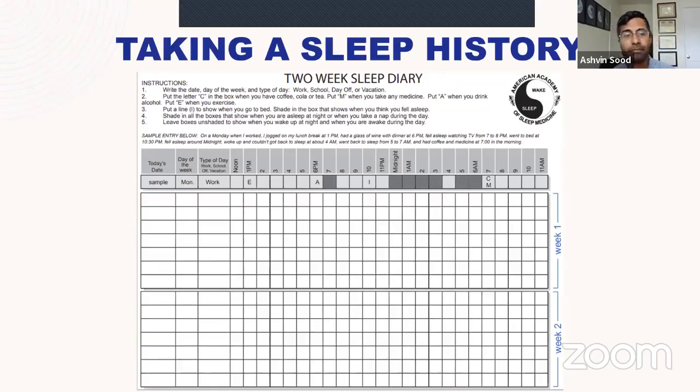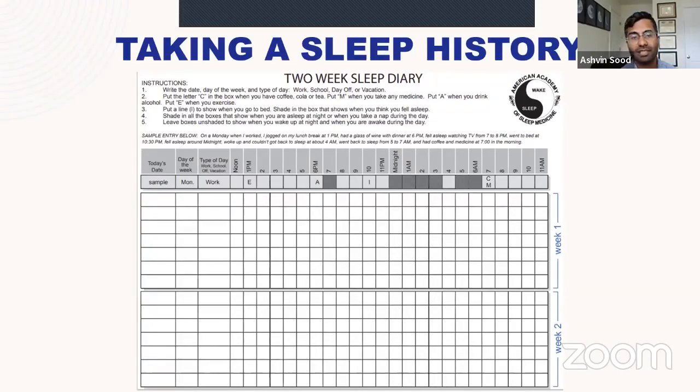You can print out this PDF, and here you can actually get an idea of what your sleep patterns are like. For example, if your day of the week is Monday, what type of day is it? Is it a work day, a school day? Then from noon to 11 a.m., so in that 23-hour period, you characterize when you exercise, when you drink alcohol, when you drink coffee, when you take your medication, right? With those corresponding letters. And then you shade in when you fall asleep, and then you put a line in when you try to lay in bed.